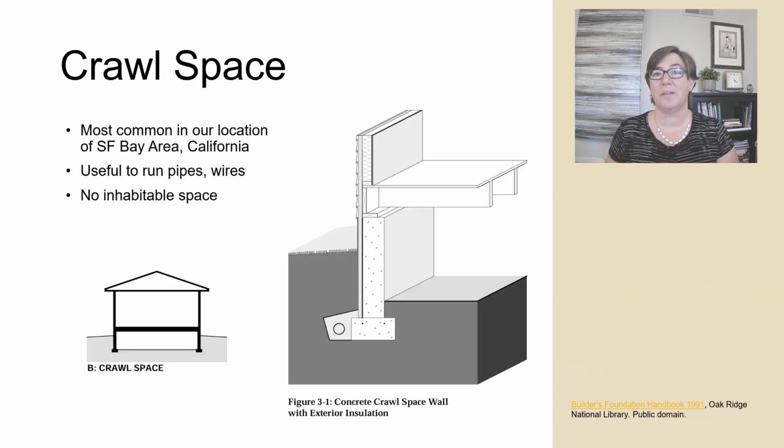Now let's move to our second type of foundation, and that's a crawl space. A crawl space is really common in our location in the San Francisco Bay Area of California. Right? It's very useful and flexible to have that space under your home to run the pipes, run the wires, and be able to access all of those utilities. But we have no inhabitable space down there.